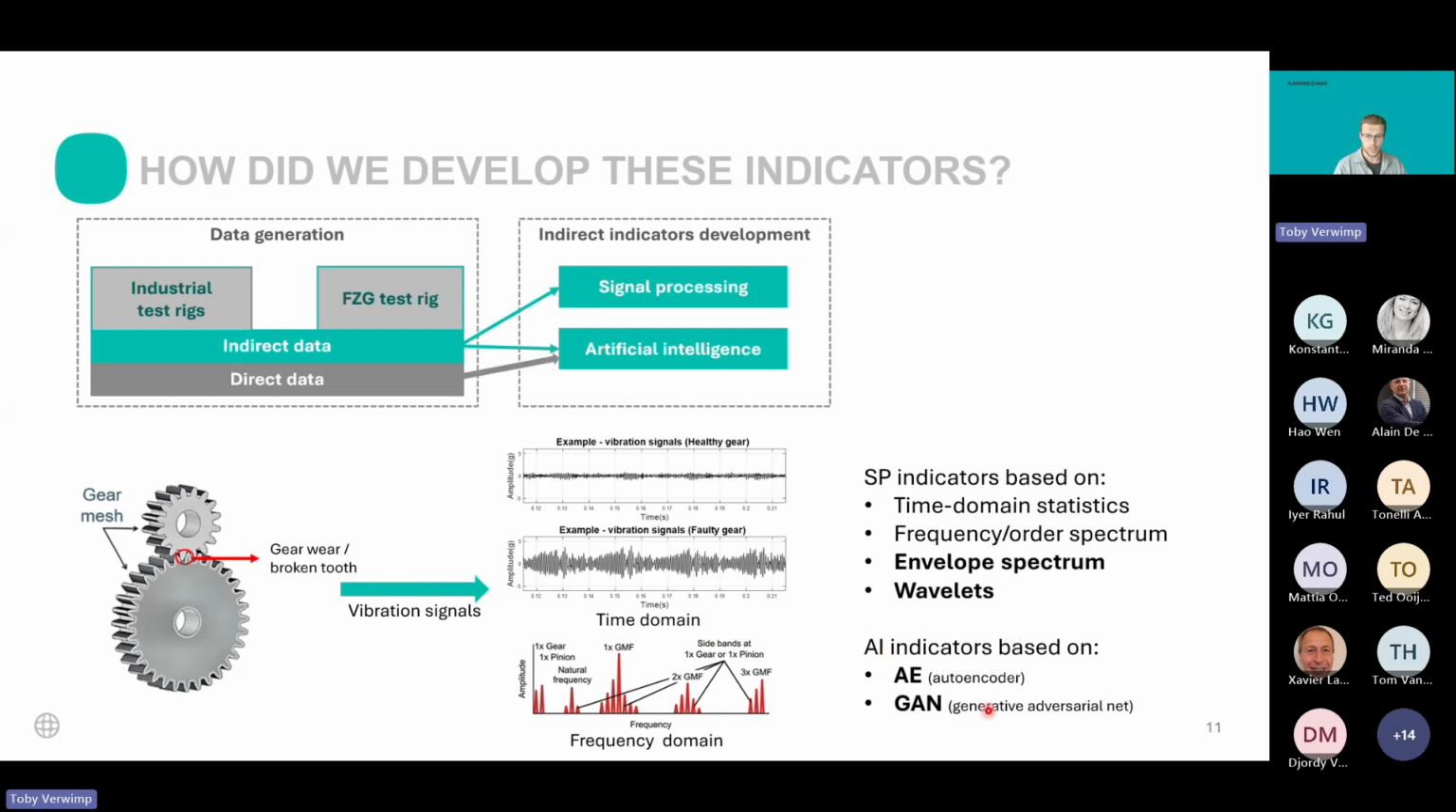And for the AI-based indicators, we use the direct data that we acquired using our vision system to give us an idea of when we switch from a healthy condition to a faulty condition. And this we can use to label our data and consequently apply semi-supervised learning techniques.